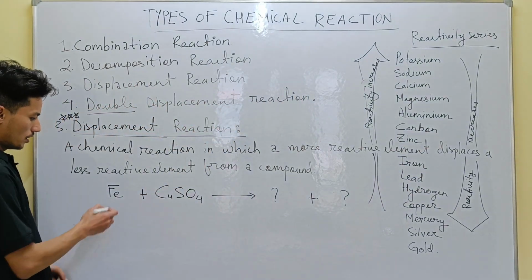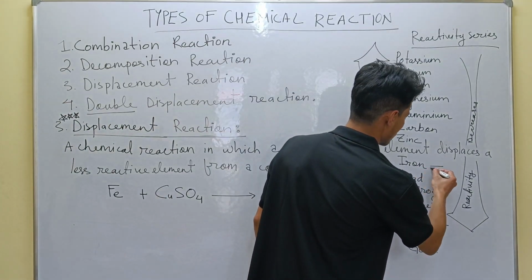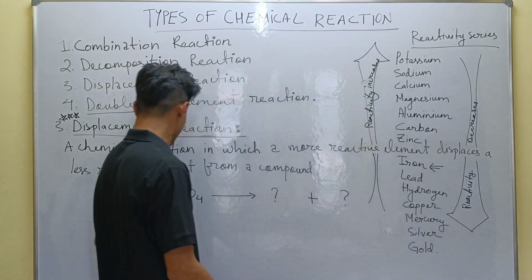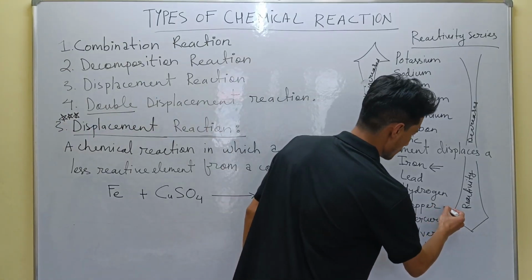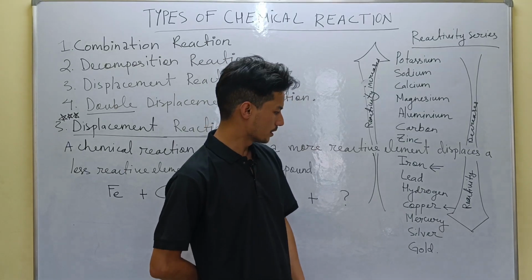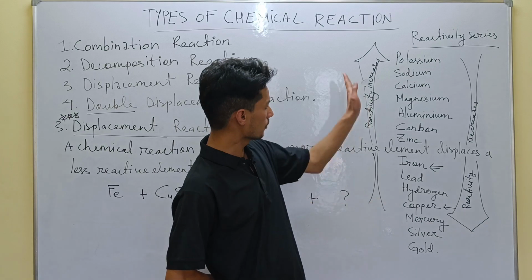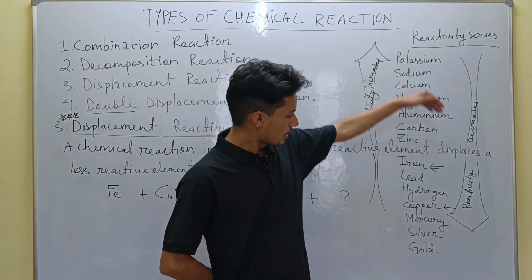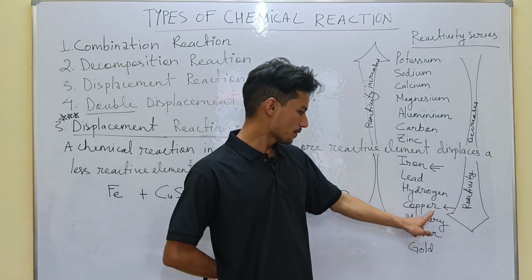So now iron, where is iron? Here is iron. And then copper, where is copper? Copper is here. Now tell me which is more reactive. Copper is more reactive or iron is more reactive? Now follow. See, you are here, this is iron, this is copper.